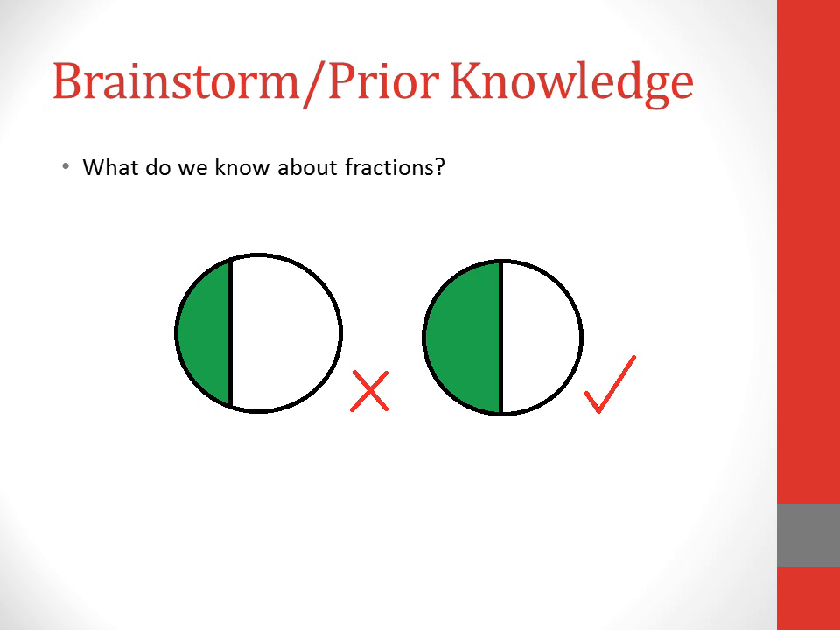What about the circle on the right? If I shared cake between myself and my friend, and I'd cut the cake like that, that would be a fraction, wouldn't it? Because both sides are equal.